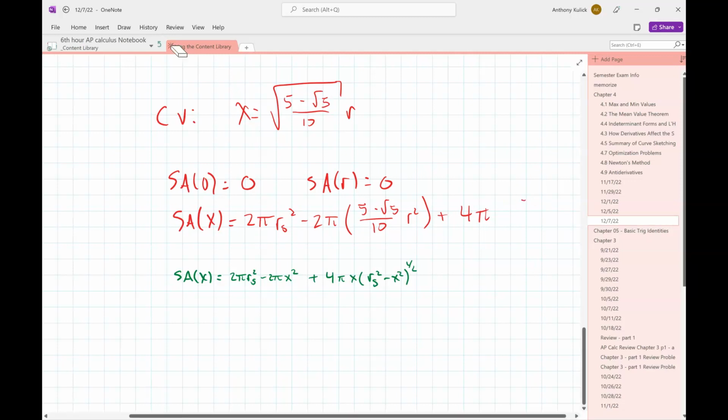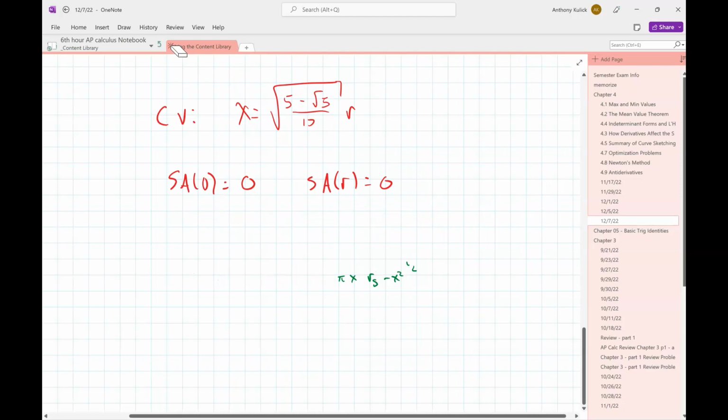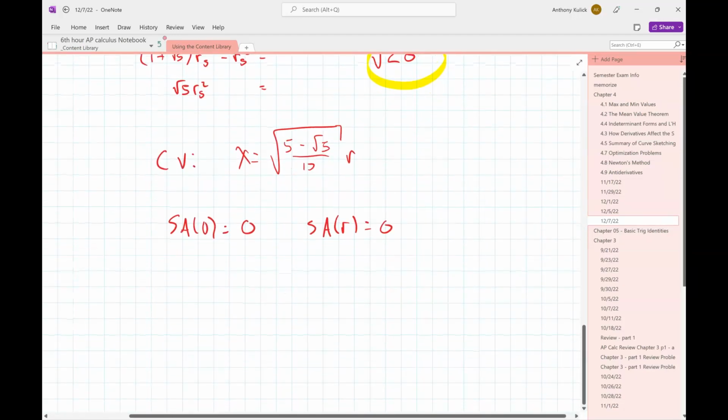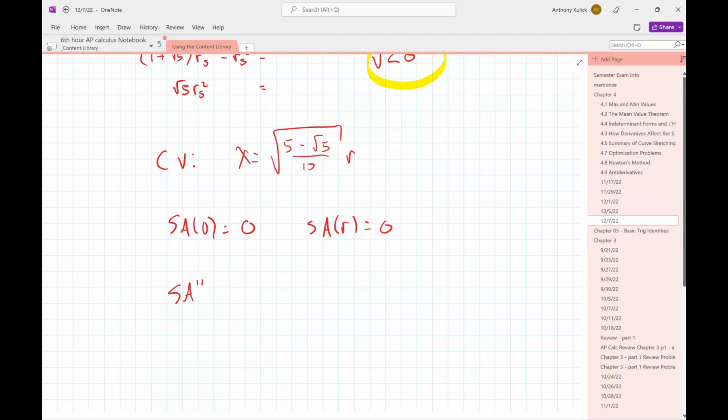Oh, you know what? All I care about is if this is a maximum or not. All I have to do is check to see if the second derivative here is going to be positive or negative. So if I do the derivative again, that's what I would do there, and then plug it back.